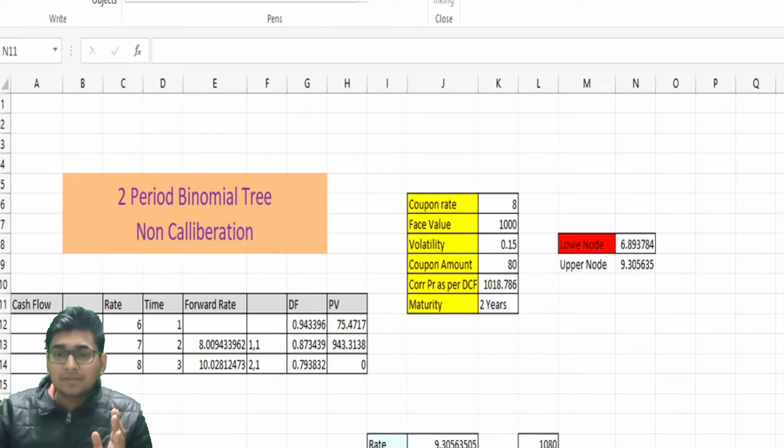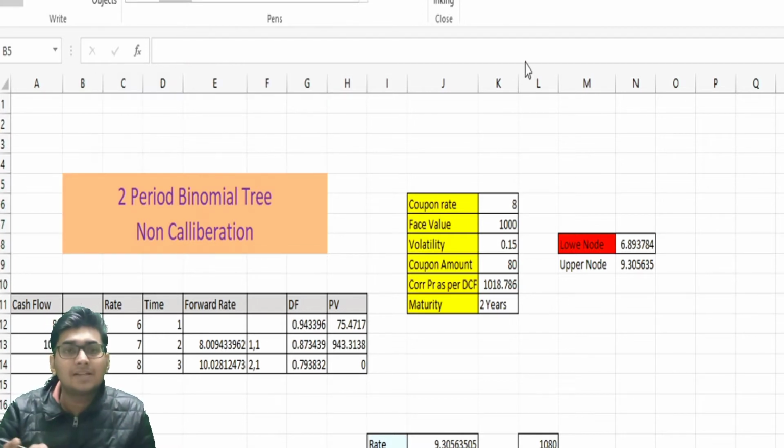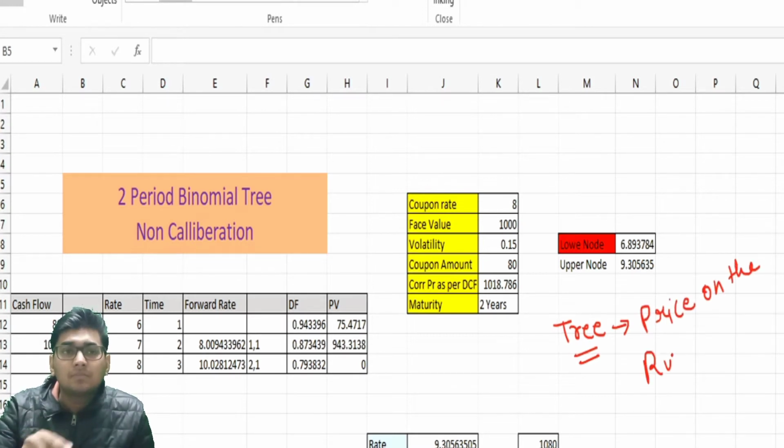Calibrated means that the tree which I am using is able to price on-the-run securities correctly. Clear? But if my tree is not calibrated and it is not providing me the price of the on-the-run treasury security correctly, I need to calibrate it. I need to correct that particular binomial tree.